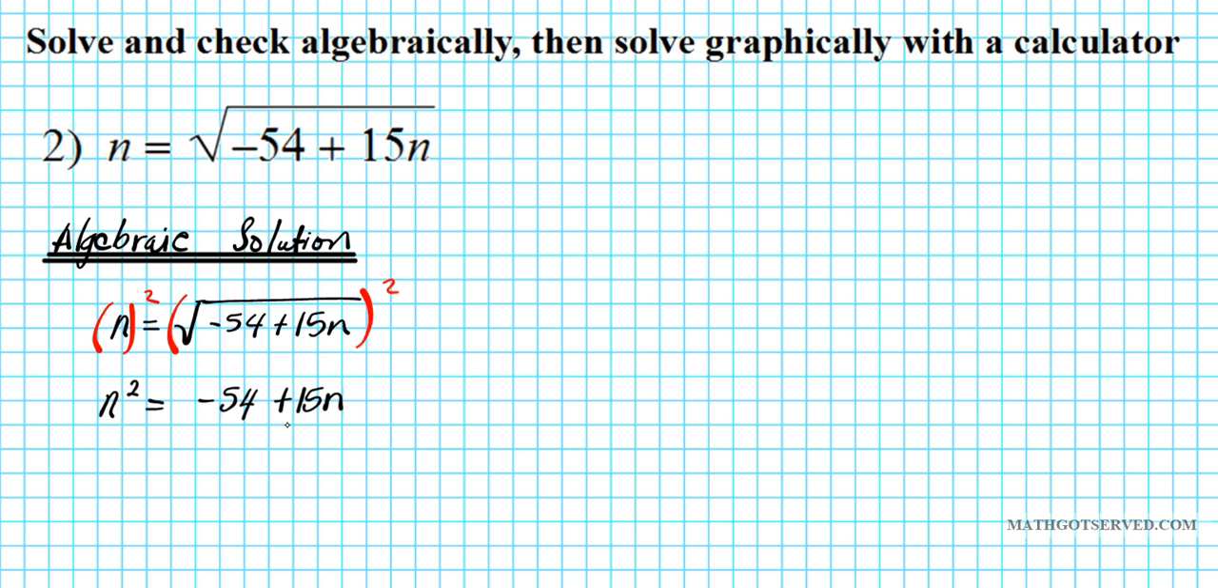Now we have a quadratic equation. To solve it, we want to put it in standard form, set it equal to 0 with the terms in descending order of degree. So we're going to add 54 to both sides and subtract 15n. When we apply that to both sides, that yields n squared minus 15n, because I want to put it in standard form, plus 54 equals 0.